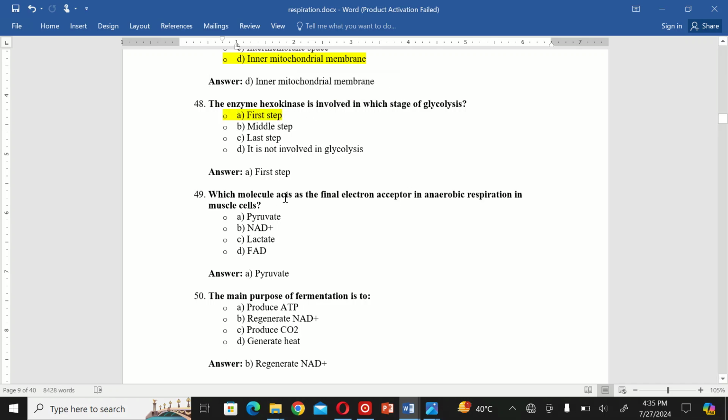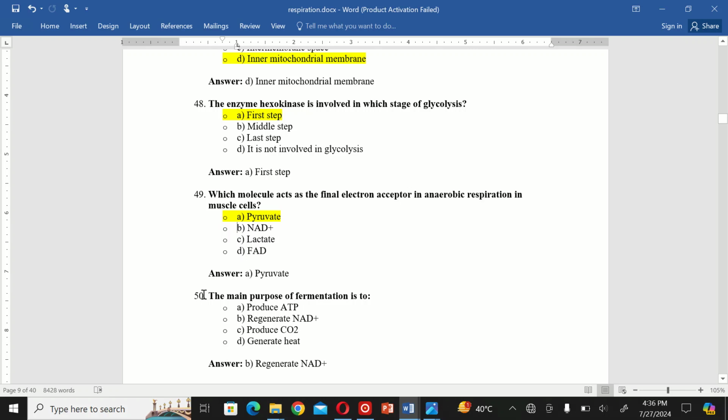The next MCQ is: which molecule is the final electron acceptor in anaerobic respiration in muscle cells? A. Pyruvate, B. NAD plus, C. Lactate, and D. FAD. So the correct option is A, pyruvate.